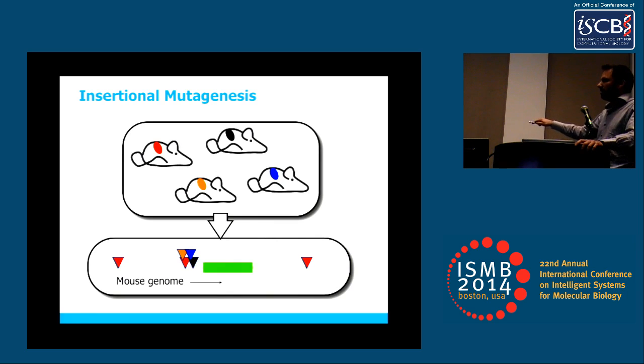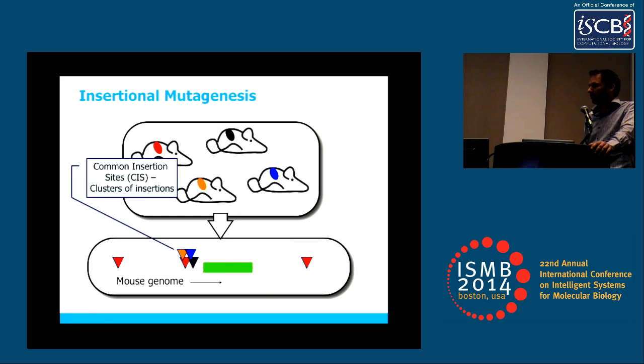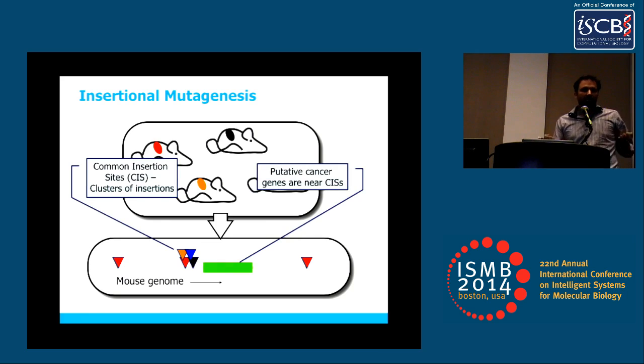Right? So you do that in many, many mice, and then you get this aggregate integration profile where these clusters point to insertions that are under selective pressure. Right? And these are called common insertion sites, and they're clusters of insertions that when you look in their vicinity, you can identify novel cancer genes, basically. This is a frequently used forward genetic screening technique to identify novel cancer genes.